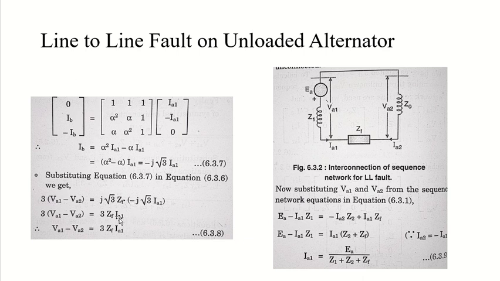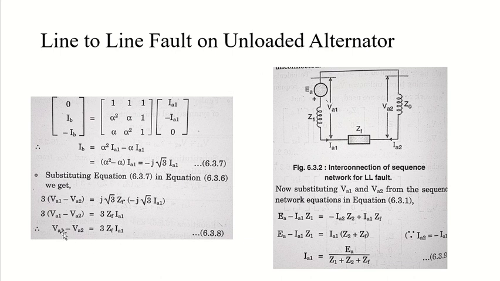So you will be having 3 ZF into IA1. And this 3 will get cancelled, I don't have to mention it. So you will be left with VA1 minus VA2 is equal to 3 ZF into IA. So you know that these equations are the same as we concluded with line to ground fault.